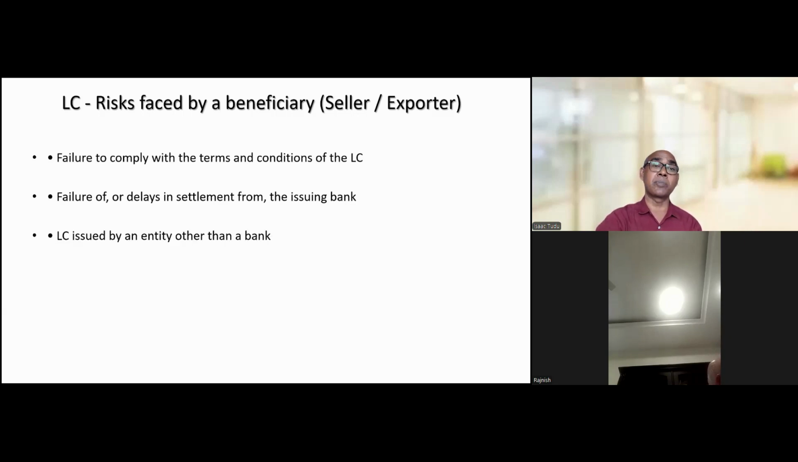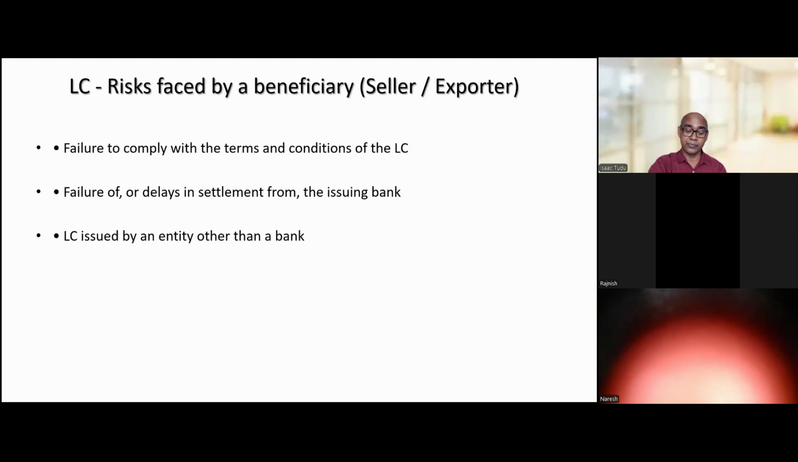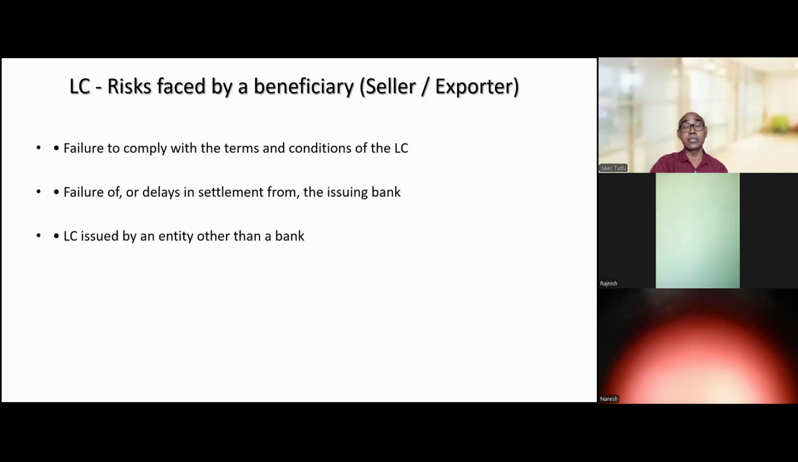The next is LC issued by an entity other than a bank. And this is the biggest risk. All of these risks to a beneficiary may increase if the issuer of the LC is not a bank. We have discussed that. A non-banking entity may also issue an LC, which is subject to UCP 600. So if a beneficiary has any doubt as to the status of the issuer of the LC, or it is clearly issued by a non-banking entity who is not a bank, then as a beneficiary, you should exercise caution before doing the shipment and placing reliance on the issuer of the LC.